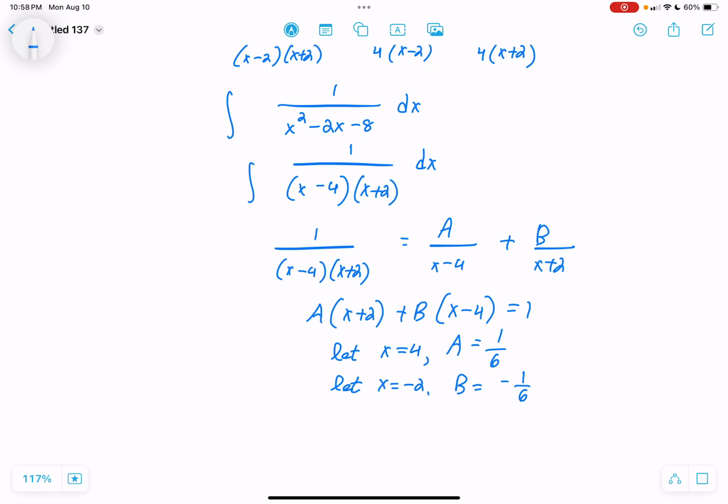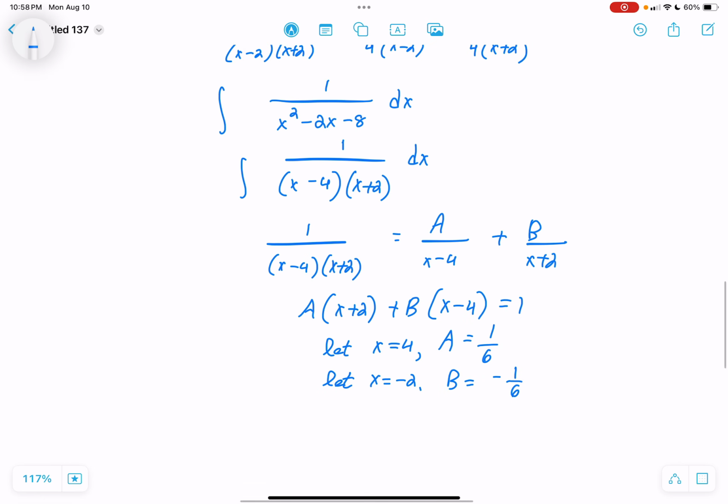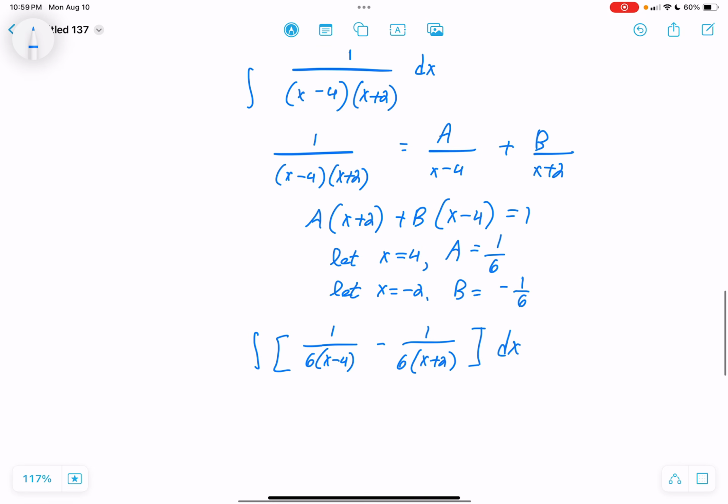So now notice what I can write. I'm going to have the integral of 1 over 6 times x minus 4 minus 1 over 6 times x plus 2 dx. And now notice I can separate these and factor out a 1/6 to get 1/6 integral 1 over x minus 4 dx minus 1/6 integral 1 over x plus 2 dx.